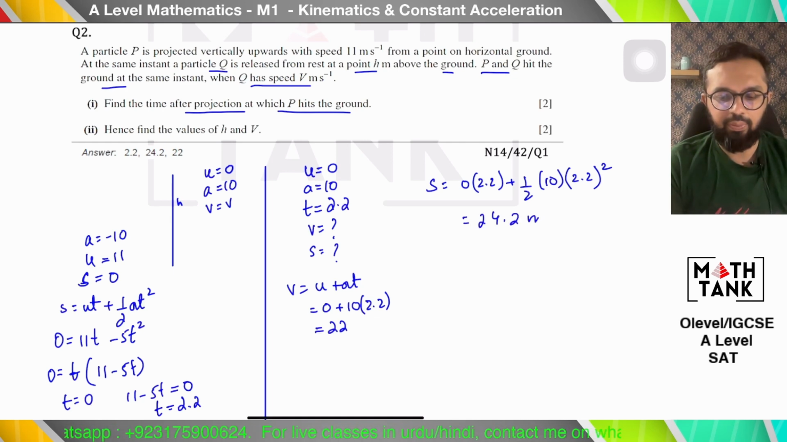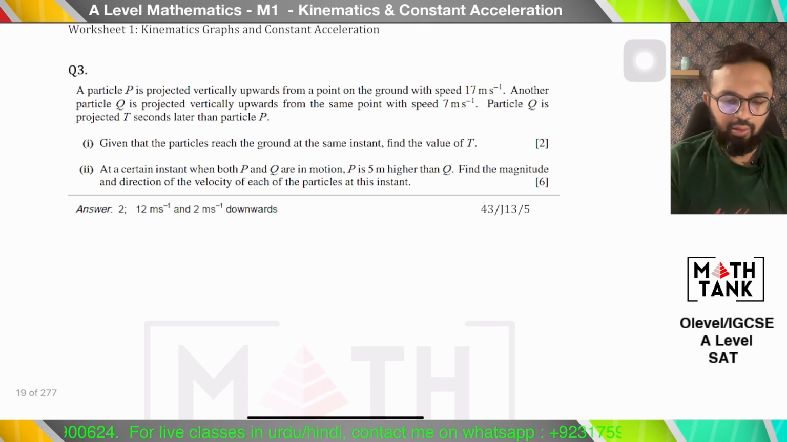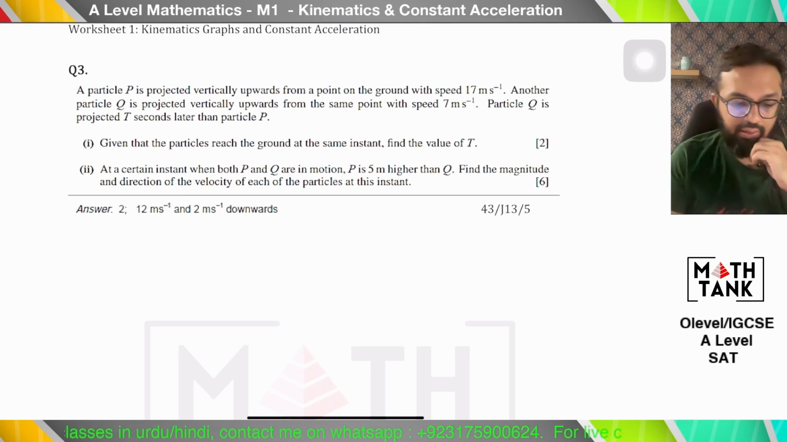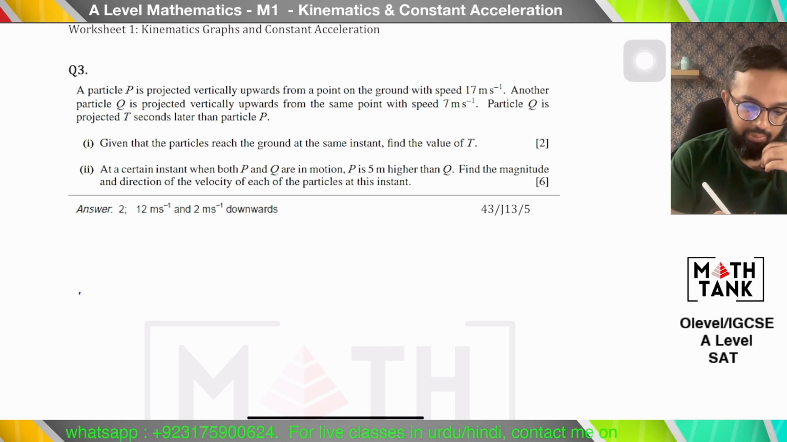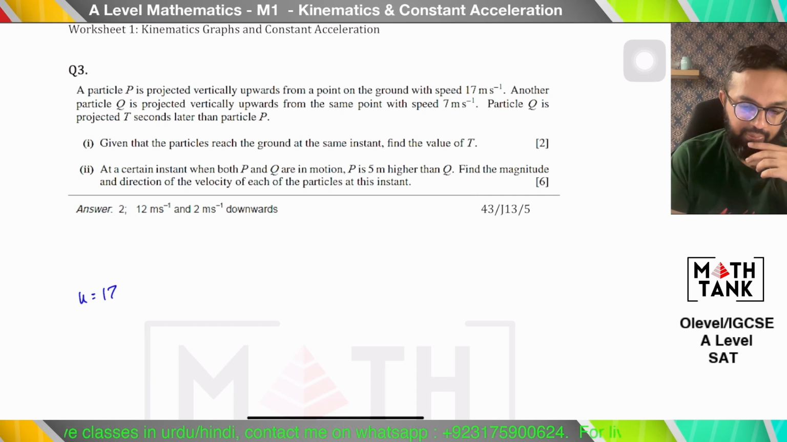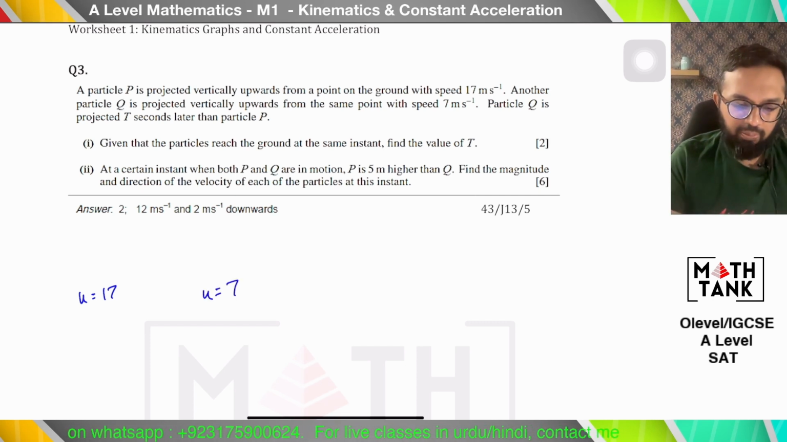meters. I think that was simple as well. Let's go to the next question. It says a particle P is projected vertically upwards from a point on the ground with speed 17. Another particle Q is projected vertically upwards from the same point with a speed of 7. Particle Q is projected T seconds later than particle P.